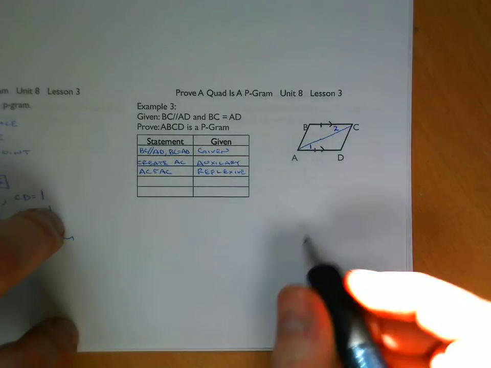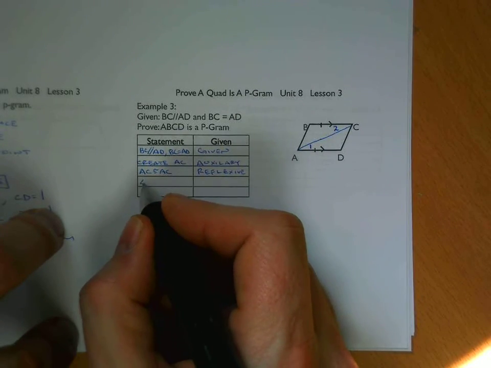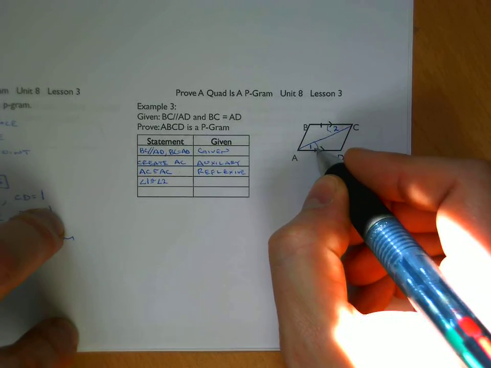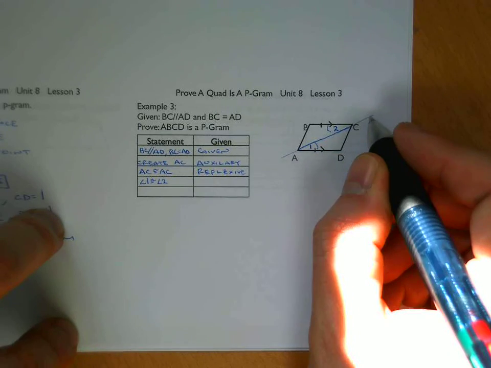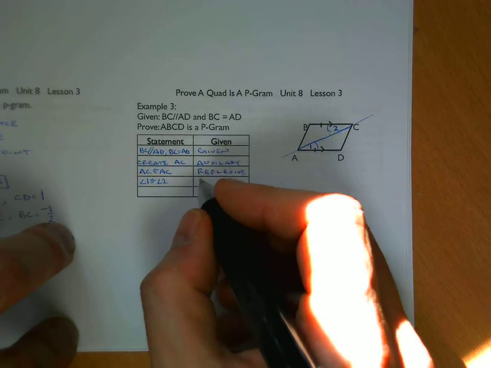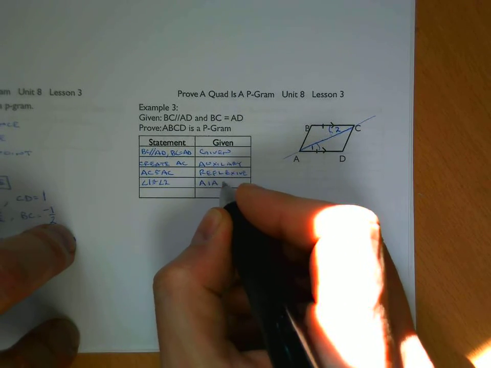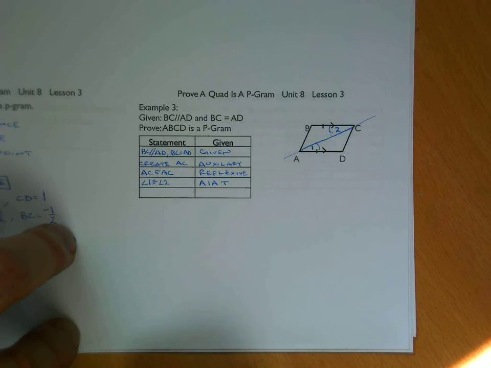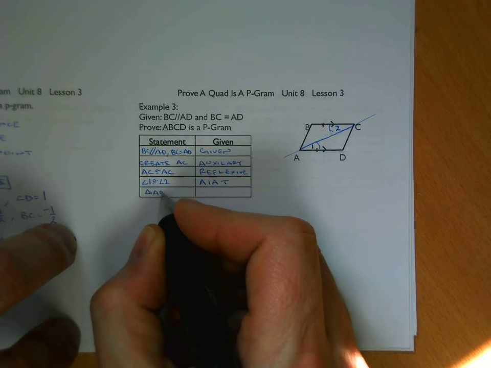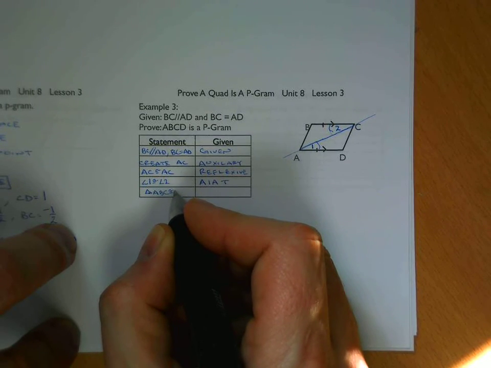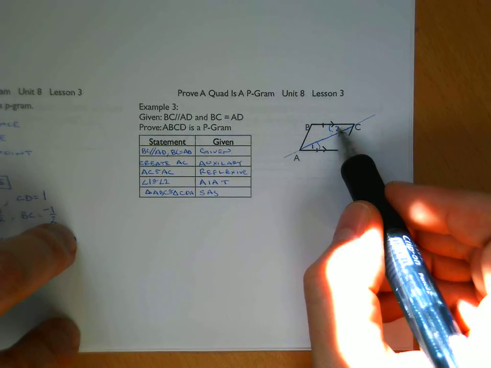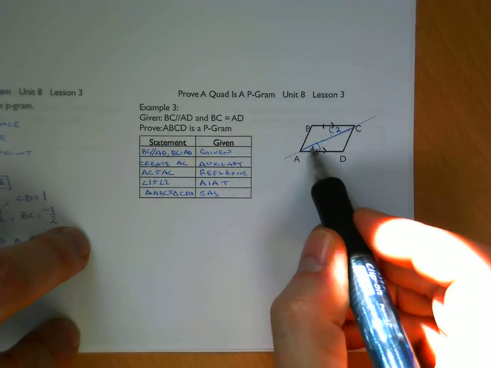If I do that, I could say that angle 1 was congruent to angle 2. Why? Well, because I've got alternate interior angles. I know that these 2 are parallel, cut by a transversal, and these 1 and 2 are alternate interior angles. So those have to be congruent. So the alternate interior angle theorem. And now I could simply say that triangle ABC is congruent to triangle CDA. And that would be by the side angle side. You can see it here, side angle side, side angle side.